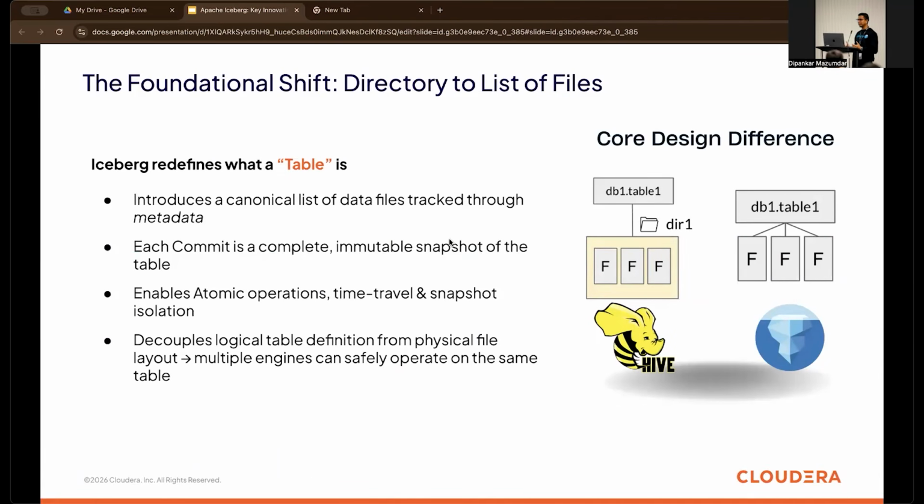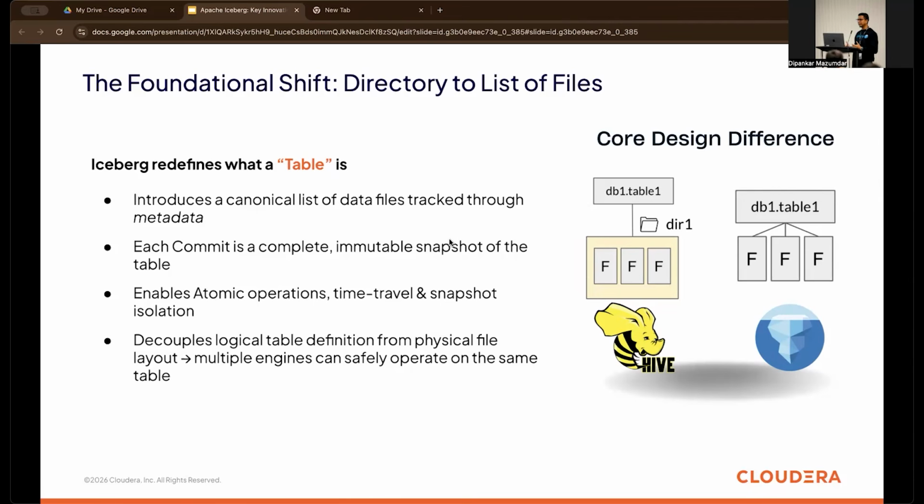Iceberg's response to the limitations of Hive-style tables was fundamentally to redefine what a table means on a cloud object store. Instead of treating all the files under a directory as a table, Iceberg introduced the concept of a canonical list of data files, tracked explicitly through metadata, that is the manifest and the snapshot. In other words, the table is no longer inferred from the file system layout, it is defined by the metadata. So readers don't discover data by scanning data directories anymore. They read a snapshot that tells them which data files belonged to the table at that point in time. There is no expensive directory listing, and that makes query planning more predictable on object storage.